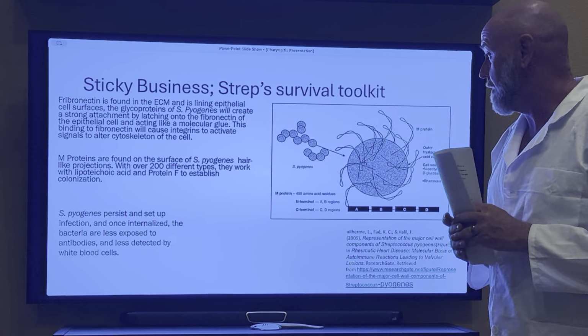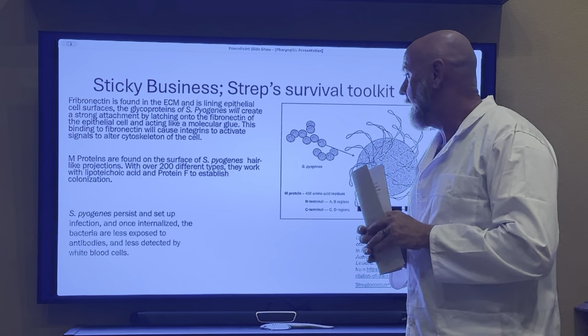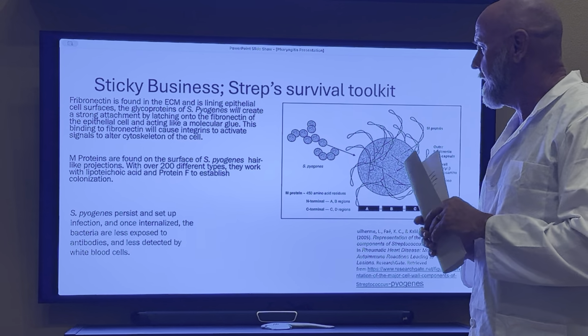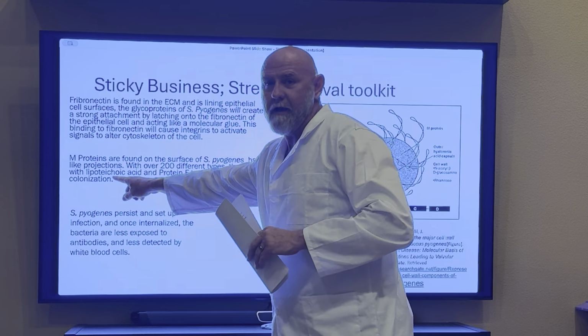M proteins are found on the surface of the S. pyogenes. They're like projections. With over 200 types, they work like lipoteichoic acid. You see it.